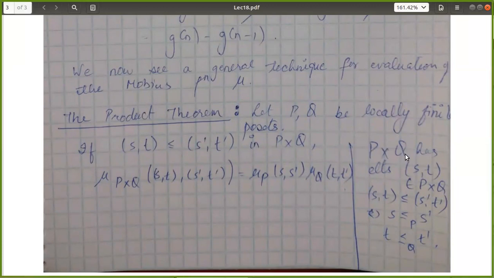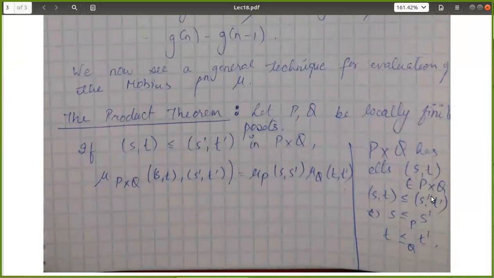Okay. And now two elements of P cross Q, let's say (S, T) and (S', T'), they are comparable if and only if S is less than or equal to S' in the poset P and T is less than or equal to T' in the poset Q. If any one of the pairs S, S' or T, T' becomes incomparable, then the pair (S, T), (S', T') is incomparable.